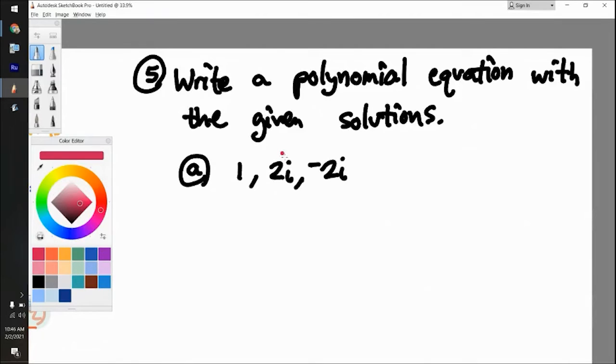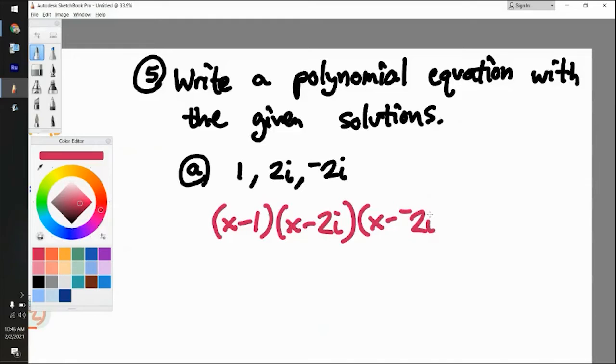Okay, so to do that, I'm going to write each one of these as being subtracted from x, as a linear factor. So it's going to be x minus 1, x minus 2i, and x minus negative 2i. Okay, that's in factored form. To make it an actual polynomial, I have to multiply all of these out.